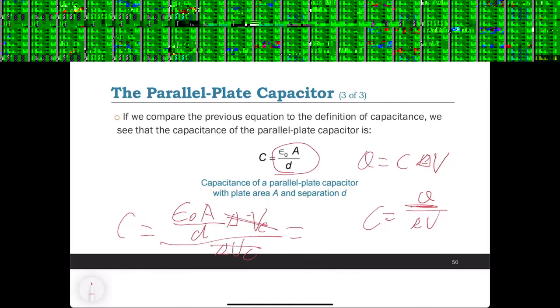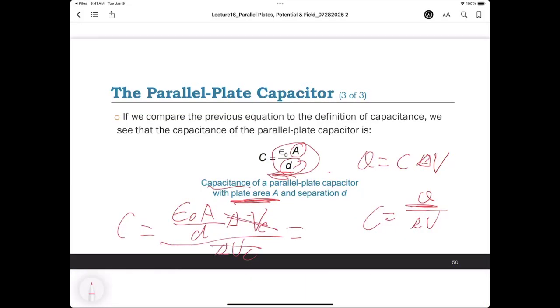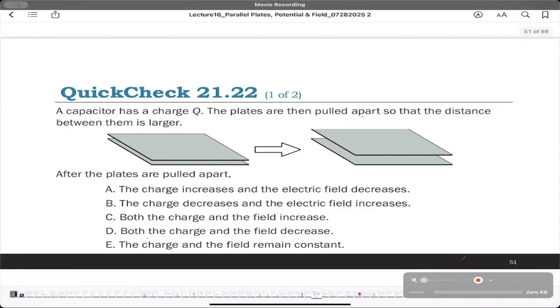It's related to the plate area A and the separation D, and is not related to the electrical potential of the charges. Which means the capacitance just depends on the size and the distance. That makes sense to you. Okay, let's talk about this quick chat question.